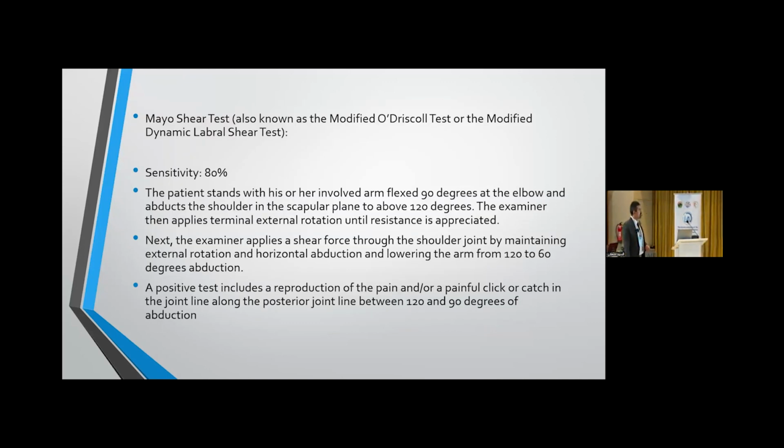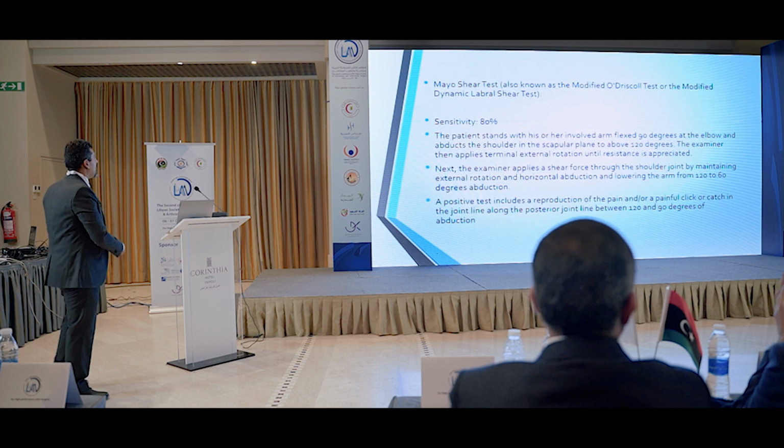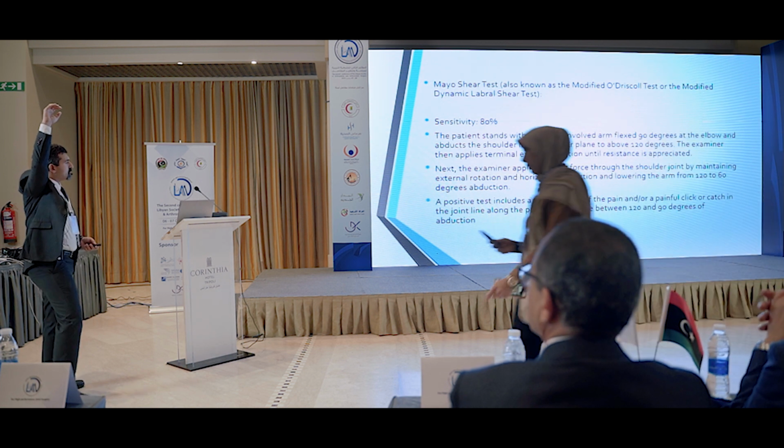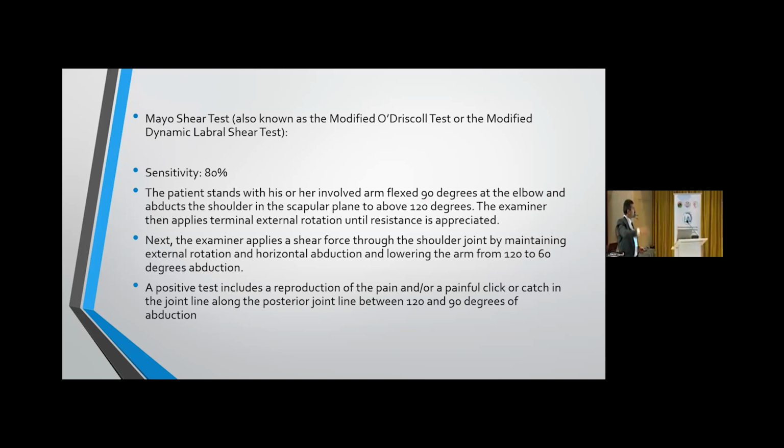Mayo shear test or Driscoll test. The patient stands with his or her involved arm flexed 90 degrees at the elbow and abducts the shoulder in the scapular plane to above 90 degrees. The examiner then applies terminal external rotation until resistance is appreciated. Next, the examiner applies a shear force through the shoulder joint by maintaining external rotation and horizontal abduction and lowering the arm from 120 to 60 degrees of abduction. A positive test includes reproduction of the pain or a painful click or catch in the joint line along the posterior joint line between 120 and 90 degrees of abduction.